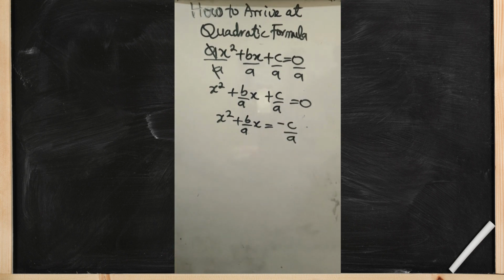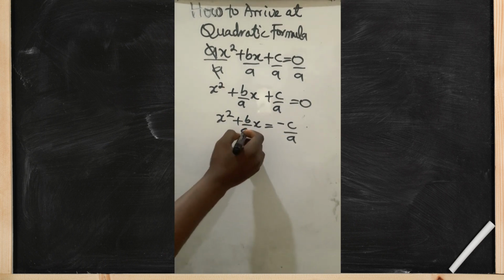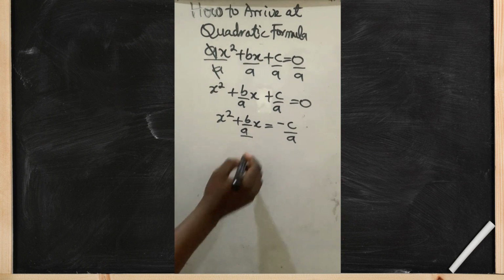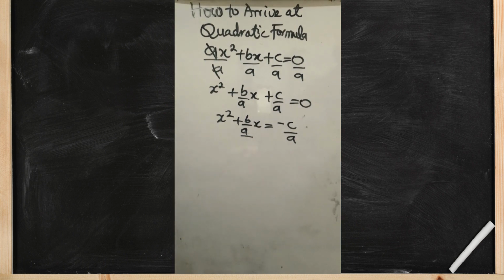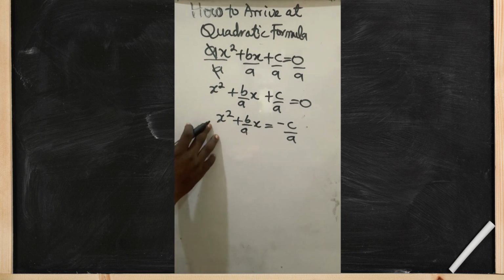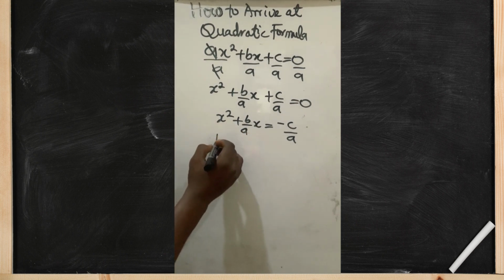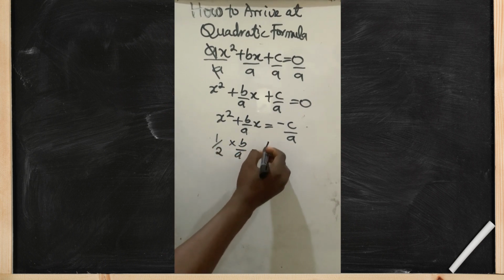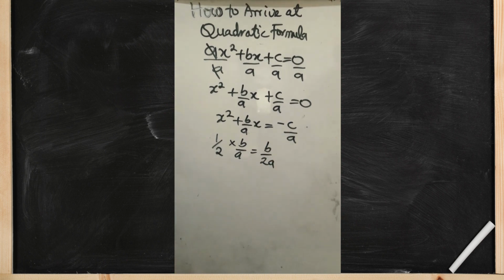Now, this is what we have. In order to make this a perfect square, what you need to do, which we have established in previous classes, is to look for half of this and you square it. When you square it, you add it to both the left hand side and the right hand side because you want to make the left hand side a perfect square. So what is the half of b over a? That will be b over 2a, right? Now, this b over 2a, you want to add the square of it to both sides.